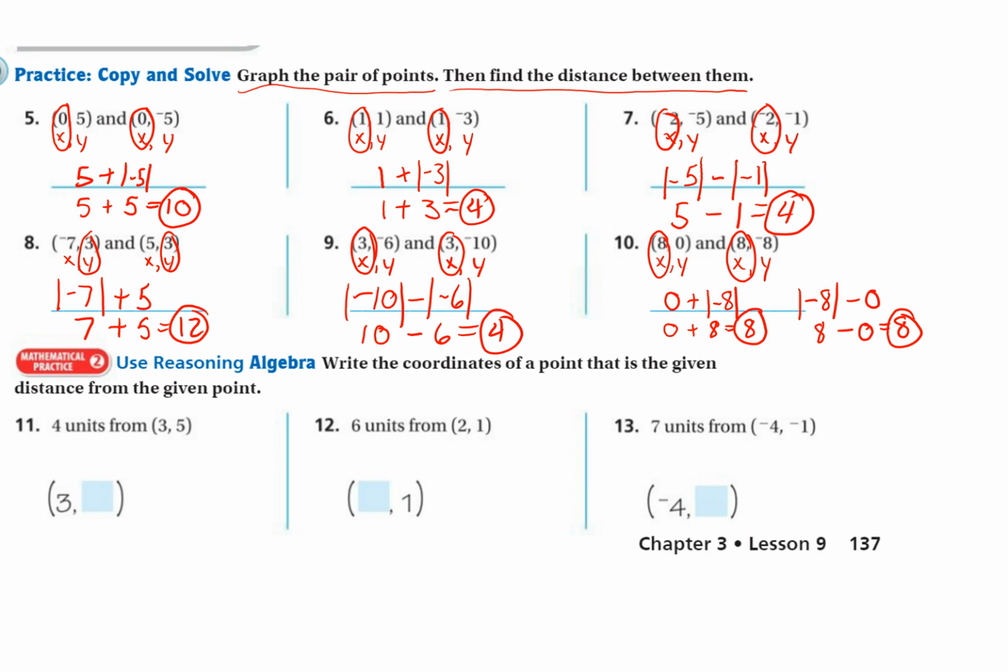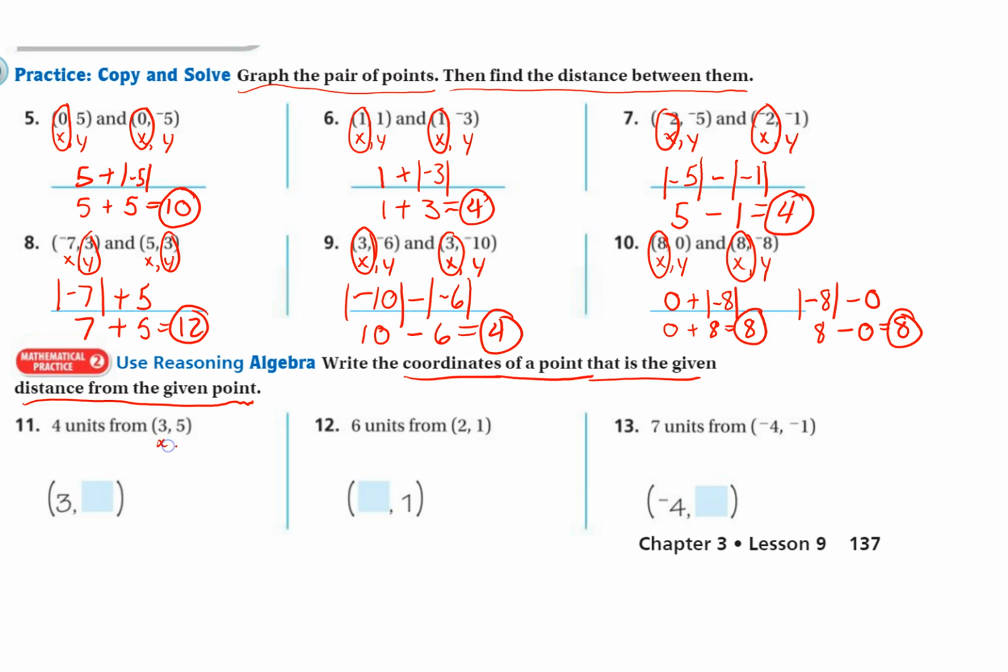All right. Let's go to 11, 12, and 13. It says write the coordinates of a point that is the given distance from the given point. Okay. So I think I would rewrite it how we rewrote these ones, or how these ones were written.